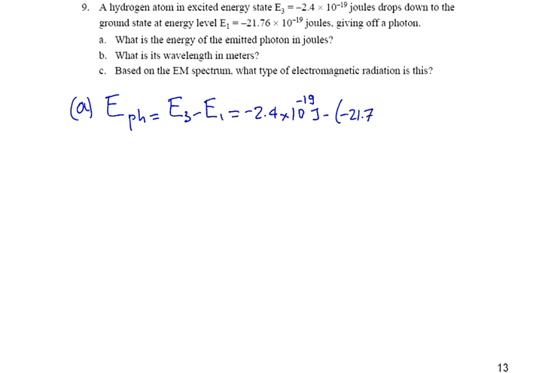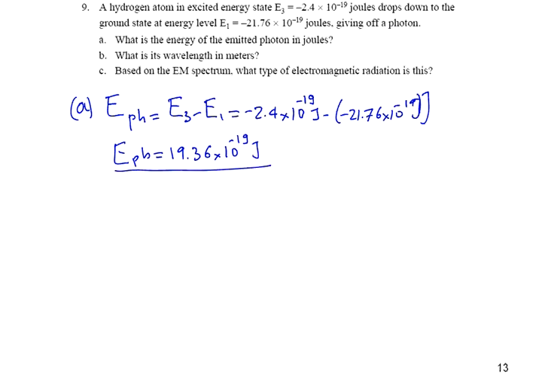So let's begin with A. To find the energy emitted by this photon in joules, you simply have to subtract the energy at level 3 minus the energy at level 1. So you have minus 2.4 times 10 to the negative 19 joules minus 21.76 times 10 to the negative 19 joules. And the energy of the photon is equal to 19.36 times 10 to the negative 19 joules. That's the answer to part A.